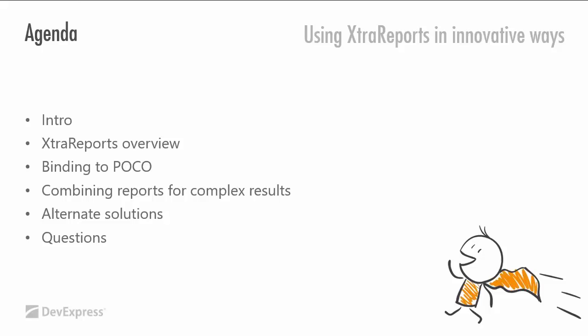So we're going to start by jumping in and having a quick look at XtraReports inside the IDE. We will explain the end-user report builder, how to bind to some POCOs or plain old CLR objects, and then look at other functions such as combining multiple reports for some really outstanding results. And then I'm going to explore some alternate solutions when it comes to things where XtraReports might not quite fit.